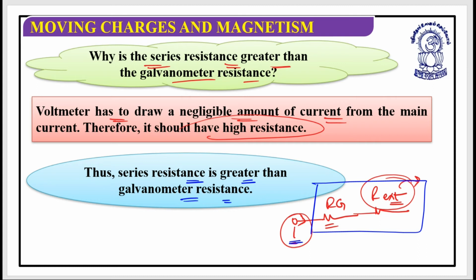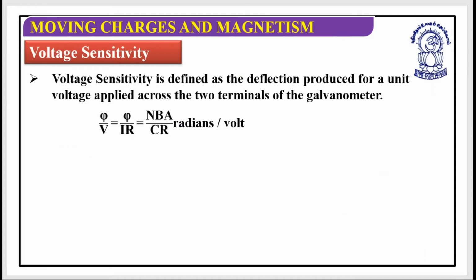Is it clear? Great. Now, voltage sensitivity. As we have current sensitivity, we have voltage sensitivity too. It can be defined as the deflection produced for a unit voltage applied across the two terminals of a galvanometer, and that could be written as phi by V. Now V can be written as I into R, so this is phi by IR, and phi by IR can be replaced as NBA by CR, radians per volt.